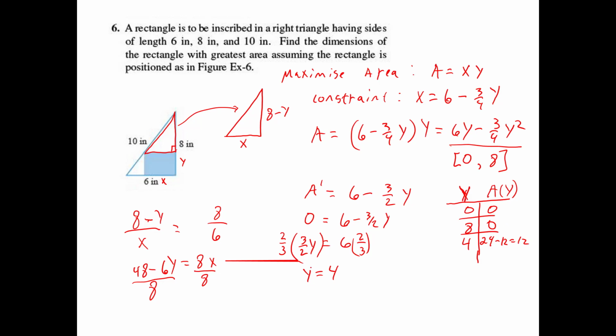So we already know that y is 4, but it says find the dimensions of the rectangle. And over here, it says that x is equal to 6 minus 3/4 y. So when you put the 4 in for y, the 4's will cancel. And so x is equal to 6 minus 3/4 times 4, which is 3.